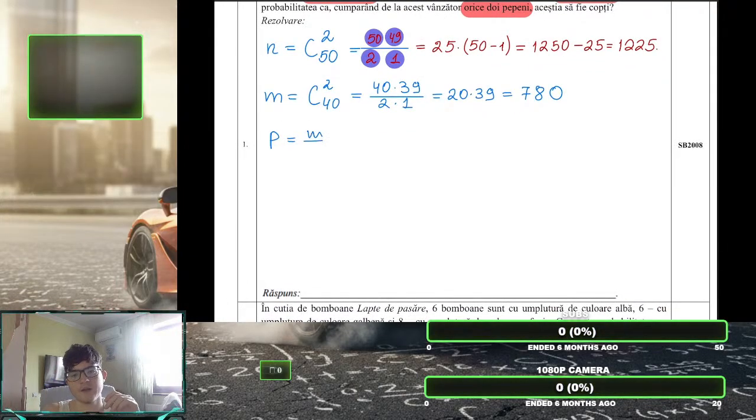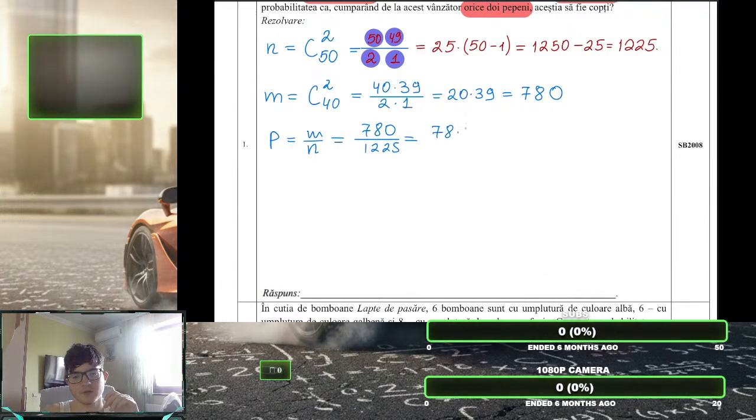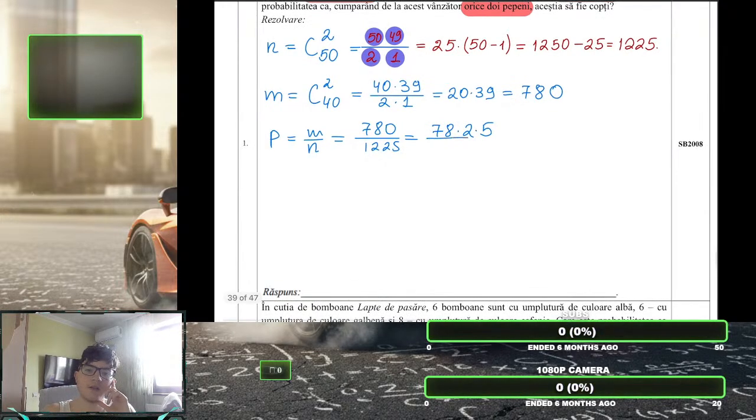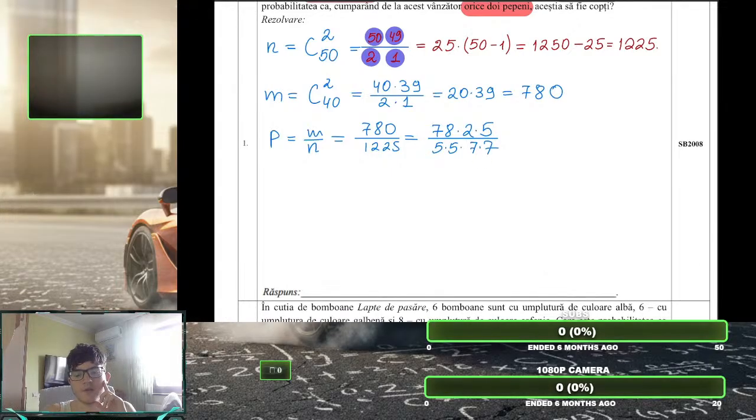So probability is 780 divided by 1225. We can simplify by 5. So 156 over 245, and 1225 we can write down as 5 times 5 times 7 times 7. Now that's it. So 156 divided by 245. Okay, genius. In the best way.